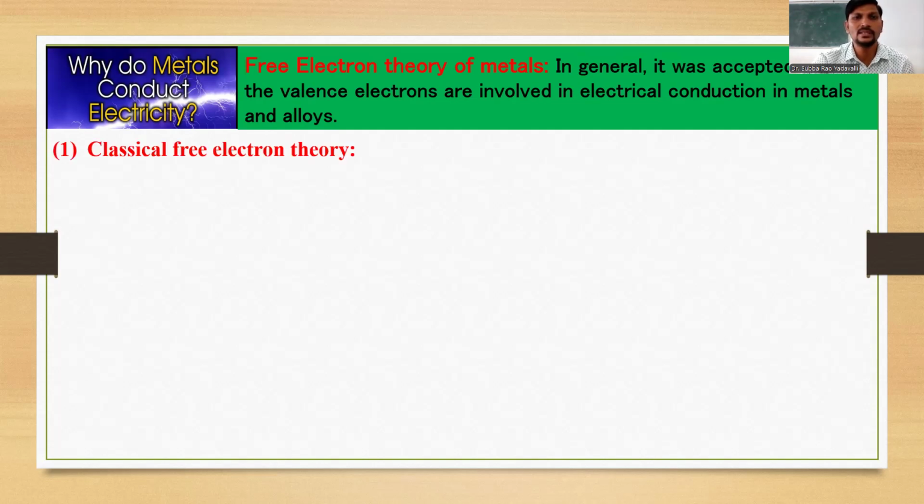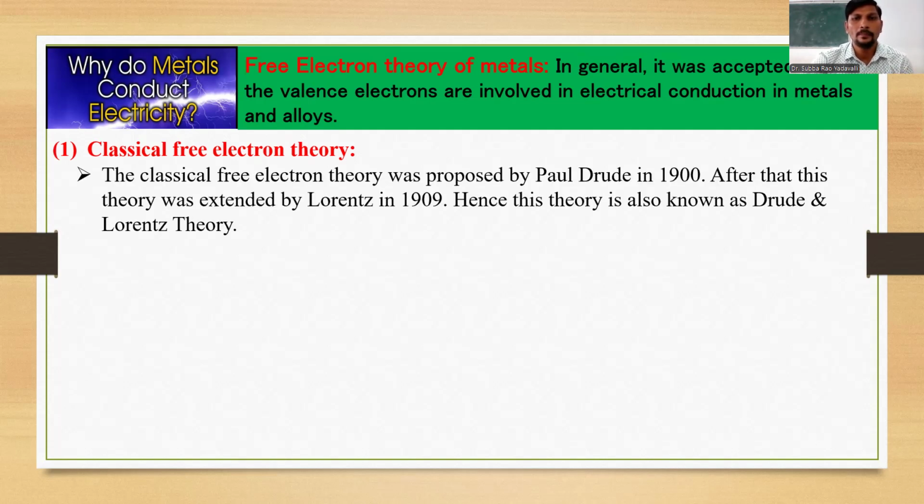The first theory was classical free electron theory. This classical free electron theory was proposed by Paul Drude in 1900. After that, this was extended by Lorentz in 1909. Hence, this theory is also known as Drude and Lorentz free electron theory.